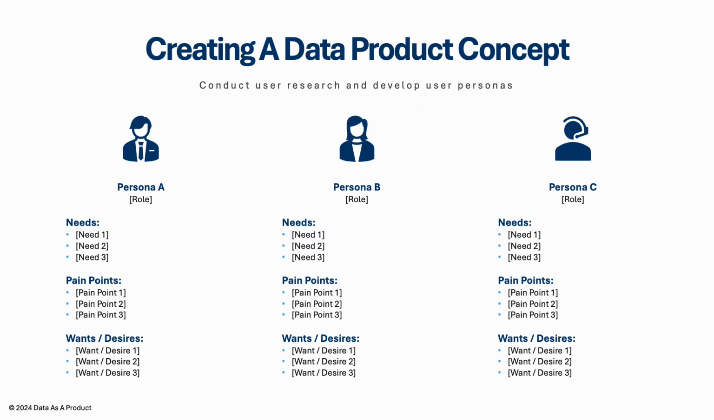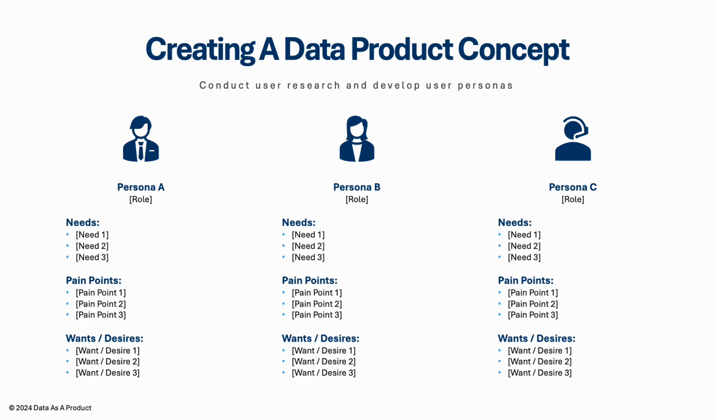Step 2 is conducting user research and developing user personas. So consider who your users are. Conduct some user research, even if it's just a quick survey or informal interviews, to understand their needs, pain points, and how they currently interact with data. Use this information to create user personas, detailed representations of your key user groups.